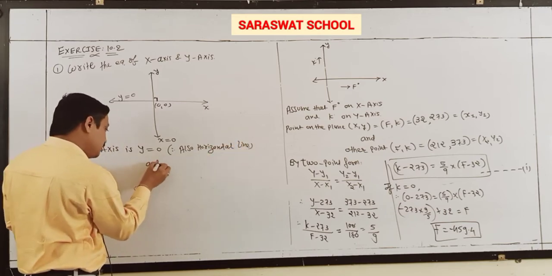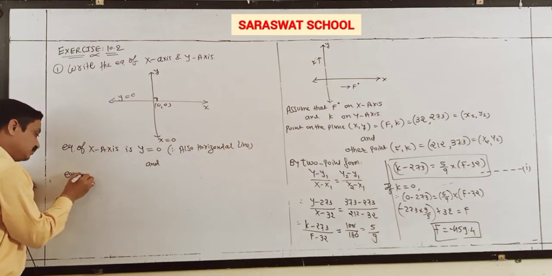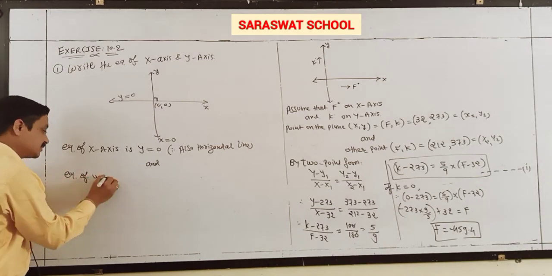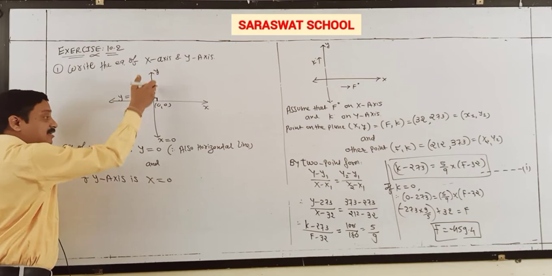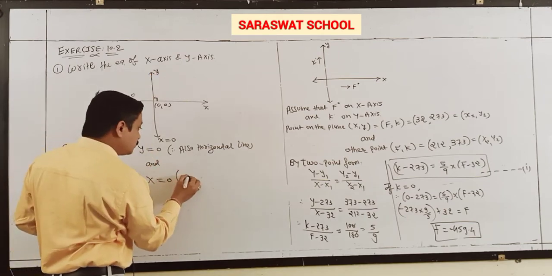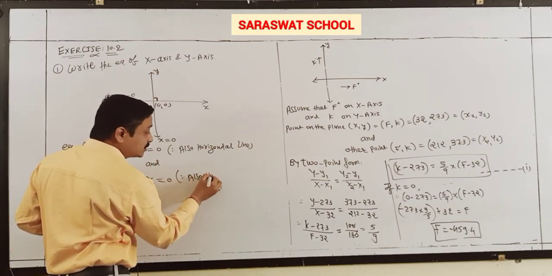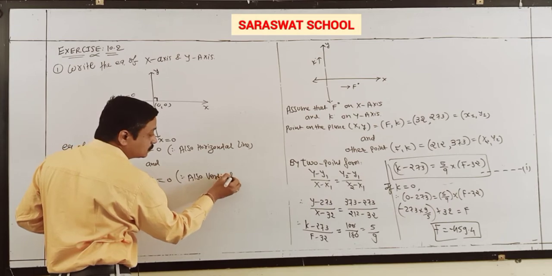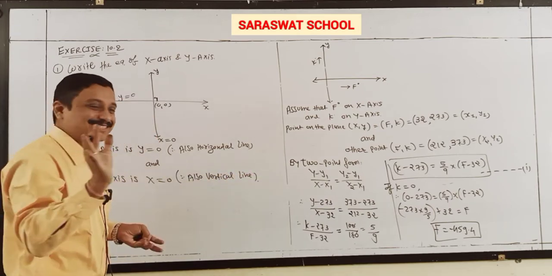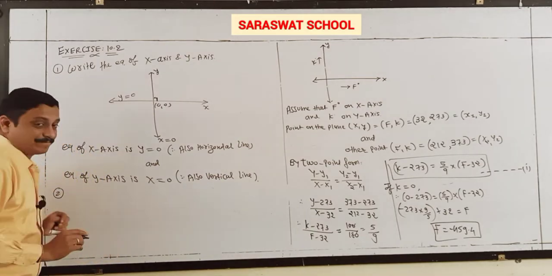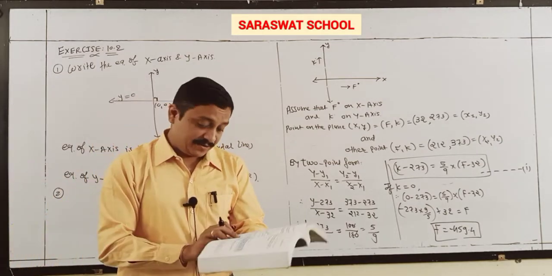And now continue. The equation of the y-axis is x is equal to 0. That one, you can also say it is a vertical line. And here, simply, students, this first question is done. Second, going ahead.